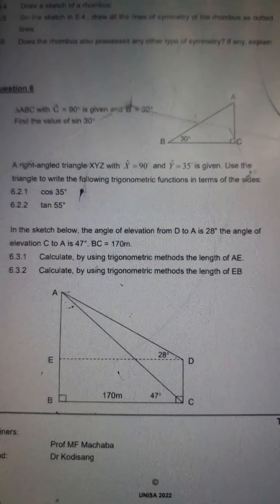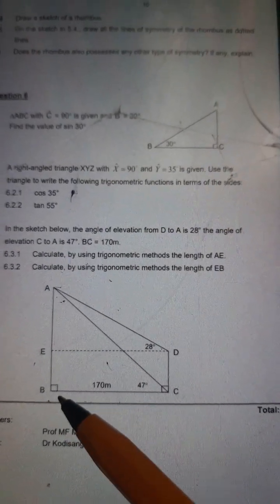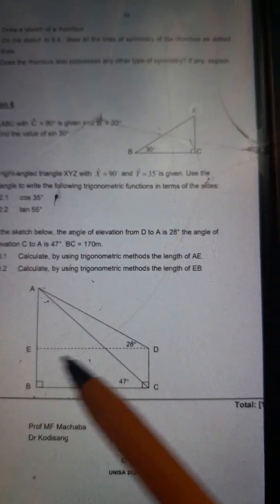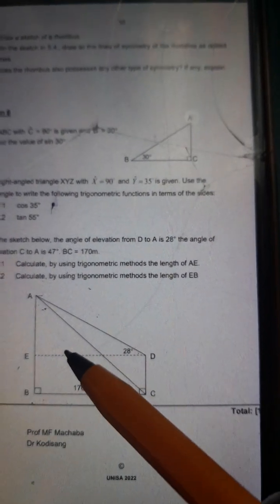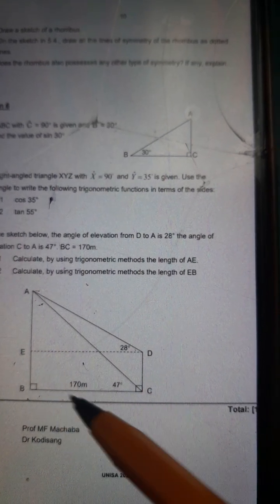So one will ask, Mr. Richard, you have already calculated AB now, so what next? We are given a rectangle here. Can you see? Meaning that BC, this side, is equal to this side, and this side is equal to this side. So I'm looking for this side. ED now will become 170 meters because it is the same as BC. So that's the first thing that I will write.